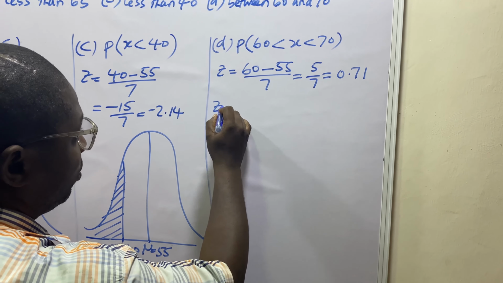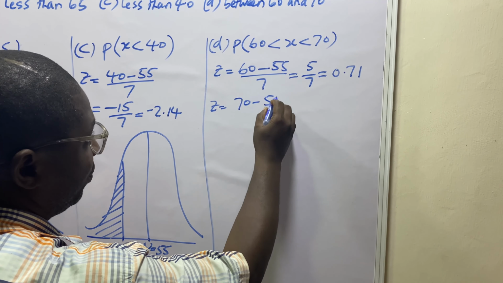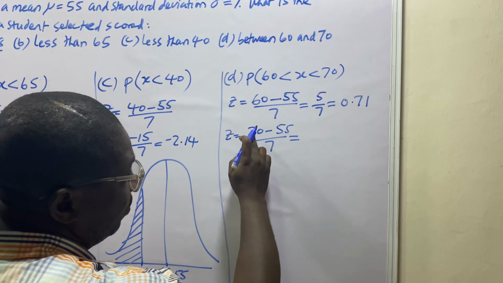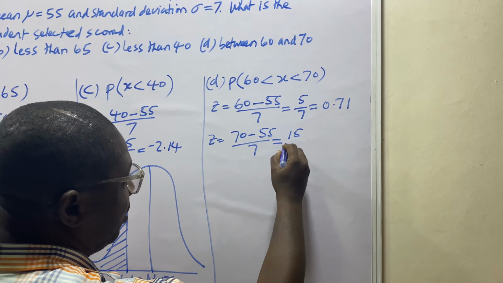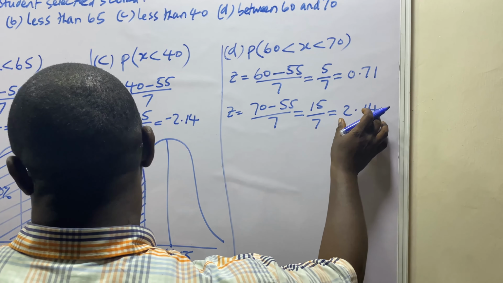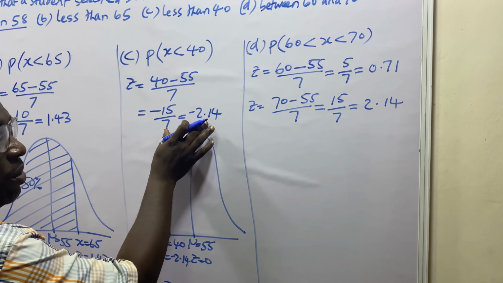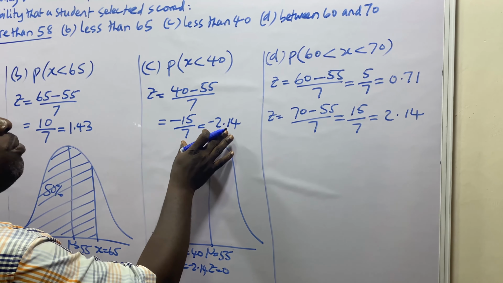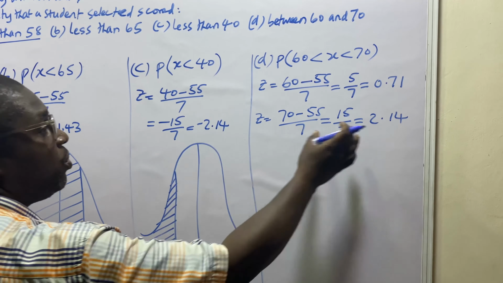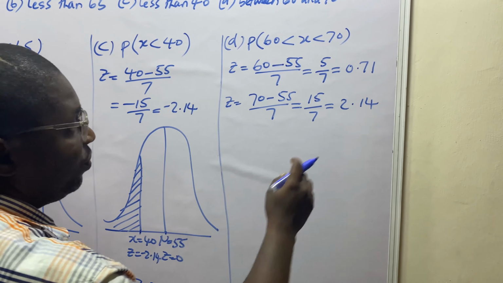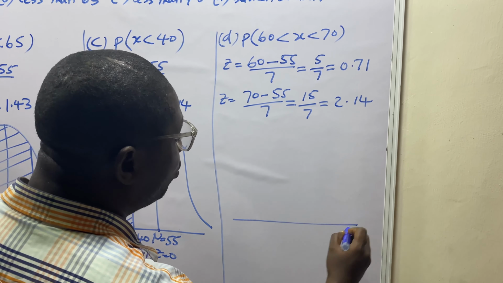The other one is 70 minus 55 divided by 7, and that will give us 70 minus 55 is 15, divided by 7, and that will give us 2.14. This value is similar to what we have here. Please look at the board with me. This value here is similar, just the mirror version of what you did have here too. Now, we need to locate what we're going to do with our values.